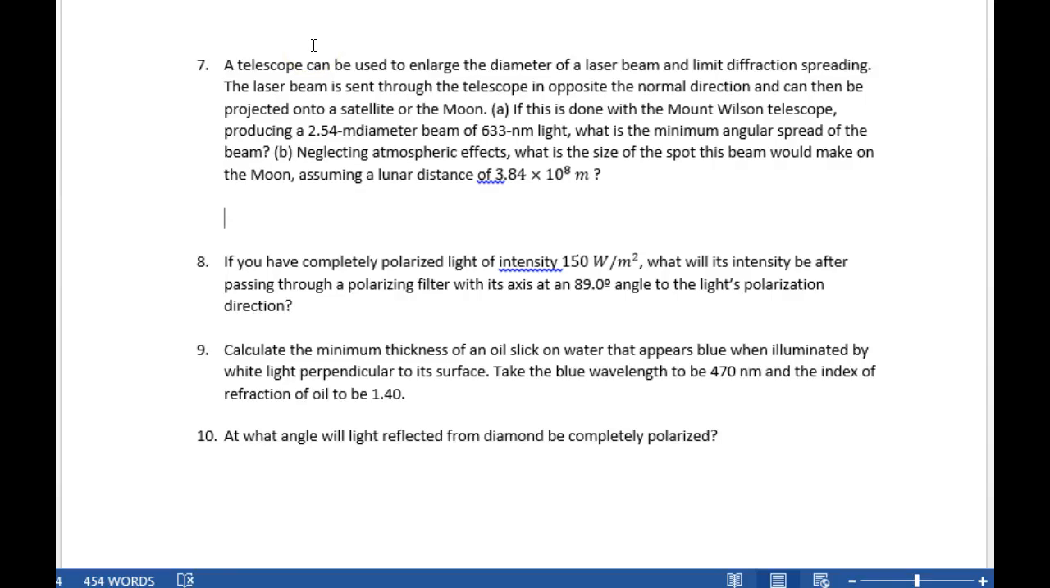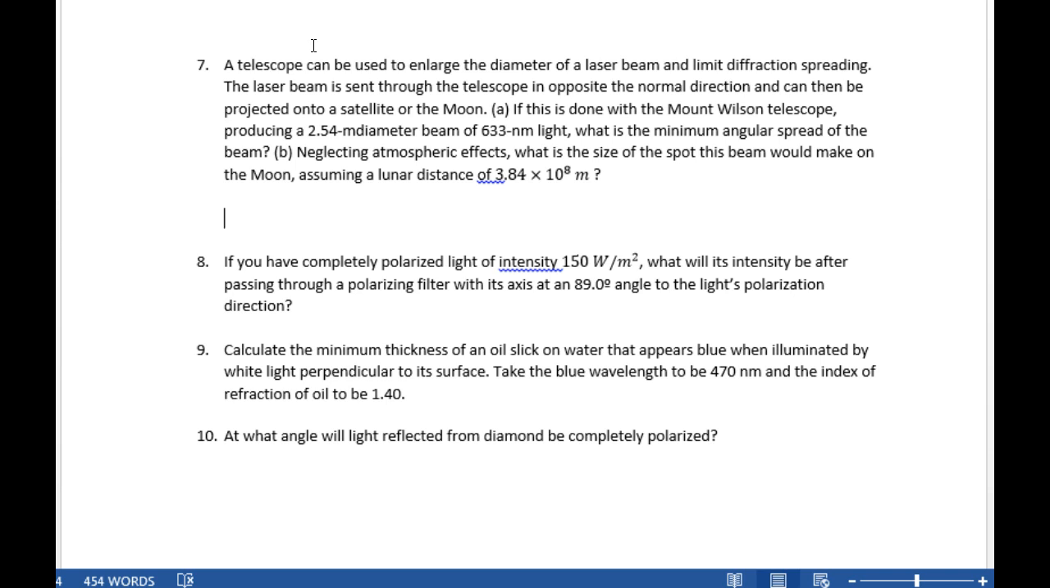Okay, in this problem, problem 7 of homework 8, we're looking at shining a laser through the Mount Wilson telescope, which is 2.54 meters in diameter. And the question is, what would be the angular spread of the beam? Well, the angular spread is solely due to diffraction at the aperture of the telescope.